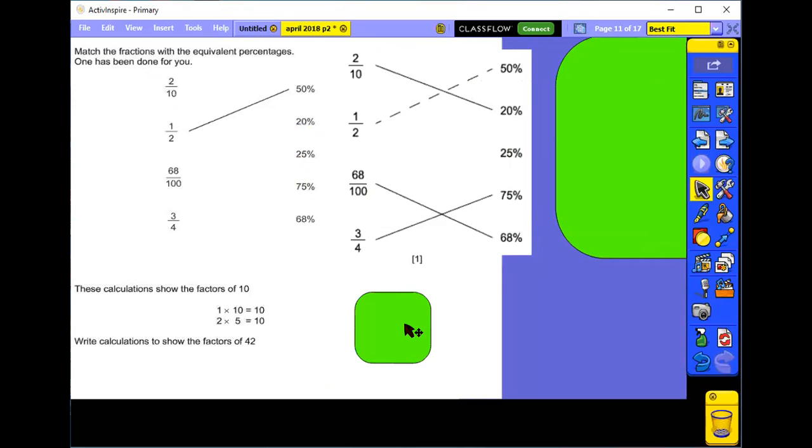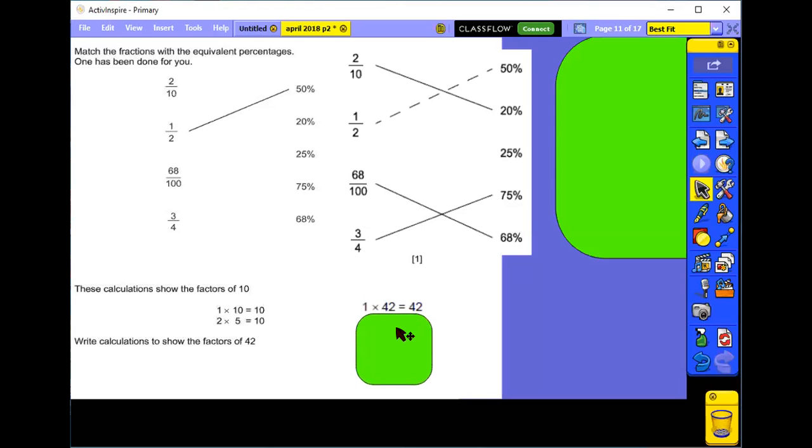You remember the lesson, guys, and watch out this question, this is very important. He's telling you here, these calculations show you the factors of 20. Yani what times what gives me a 10? 1 times 10, 2 times 5, right? So what are the factors of 42? You have a calculator, and this is a good thing. So first you start with 1 times 42.